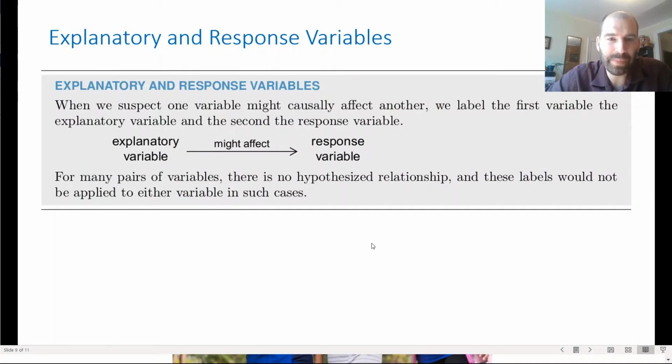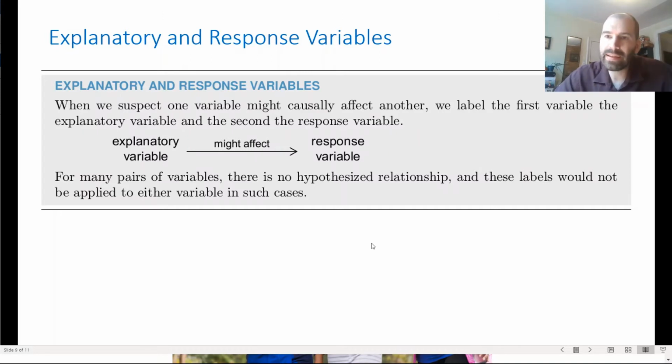When we suspect one variable may causally affect another, we label the first variable the explanatory variable and the second the response variable. Causally affect means that there's a cause and effect relationship. One thing is causing a change in the other. So the explanatory variable explains the effect, and the response variable is responding to that change. The words suggest what they mean.